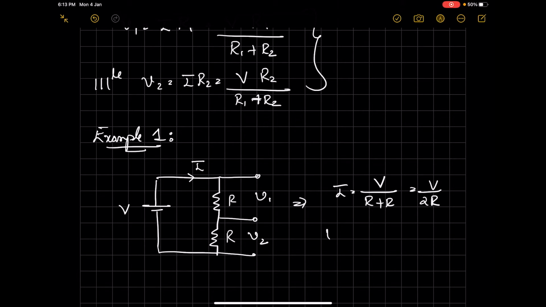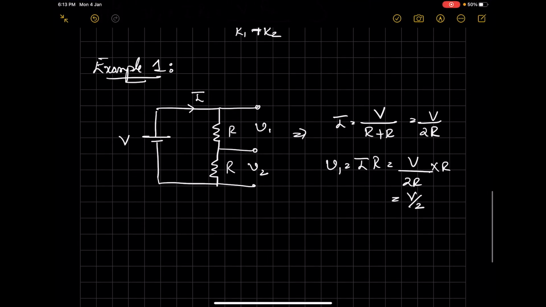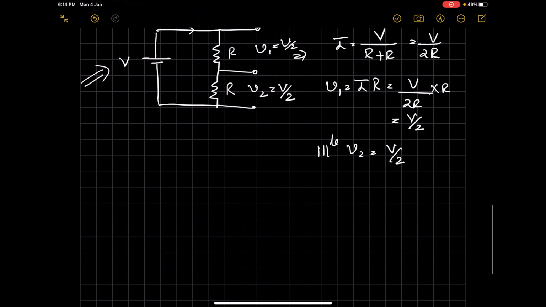Now voltage V1 is nothing but this current I into R. Therefore it's V by 2R into R. That's V by 2. Similarly, V2 will also become V by 2. Therefore, if a voltage V is applied to two equal resistances in series, the voltage will be divided equally among both the resistances.